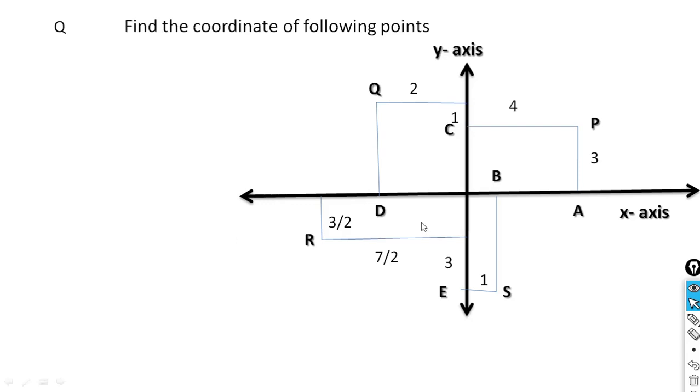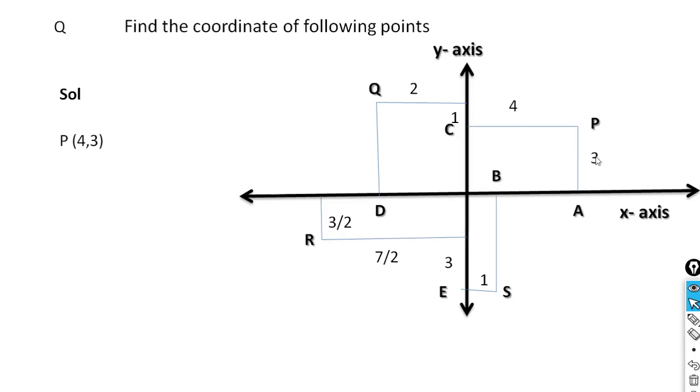Let us find the coordinate of point P. Since point P lies in the first quadrant and we start from the origin, we have to move right. How much right we are moving, this distance is not given to you. Just check the opposite distance, 4. It means for the point P, the abscissa is 4 and the ordinate in the upward direction is 3. So the coordinate of point P is (4, 3).